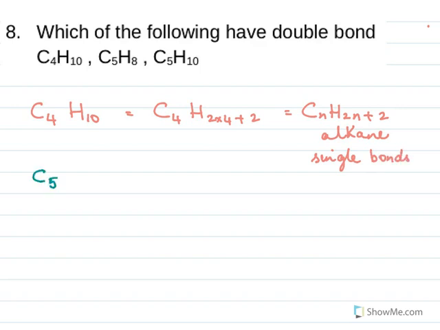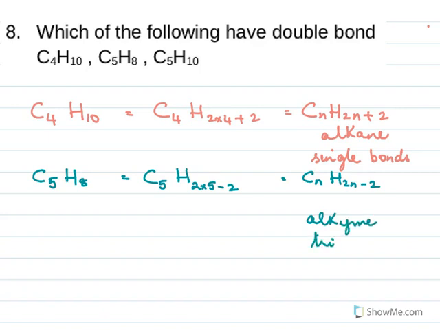Next we have C5H8, and this is C5, H is 2 into 5, that is 10. We need 8, so minus 2. So this has the formula CnH2n minus 2. Minus 2 is alkynes, and alkynes have a triple bond.